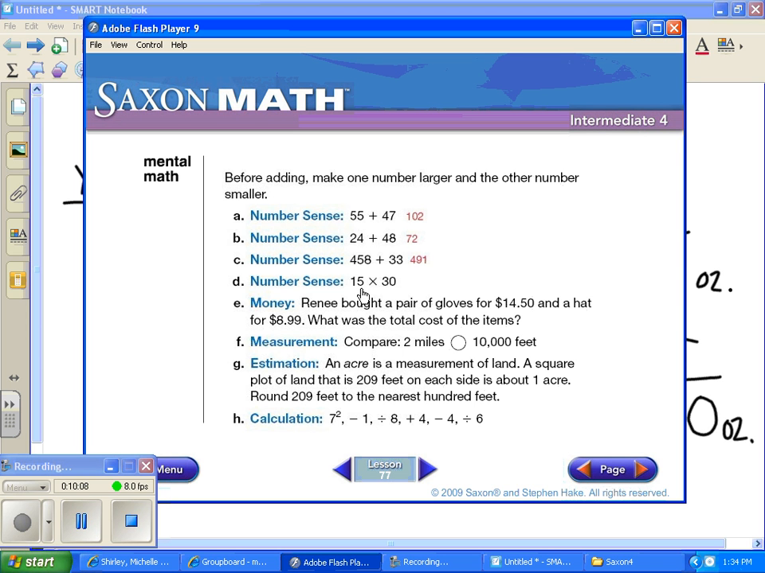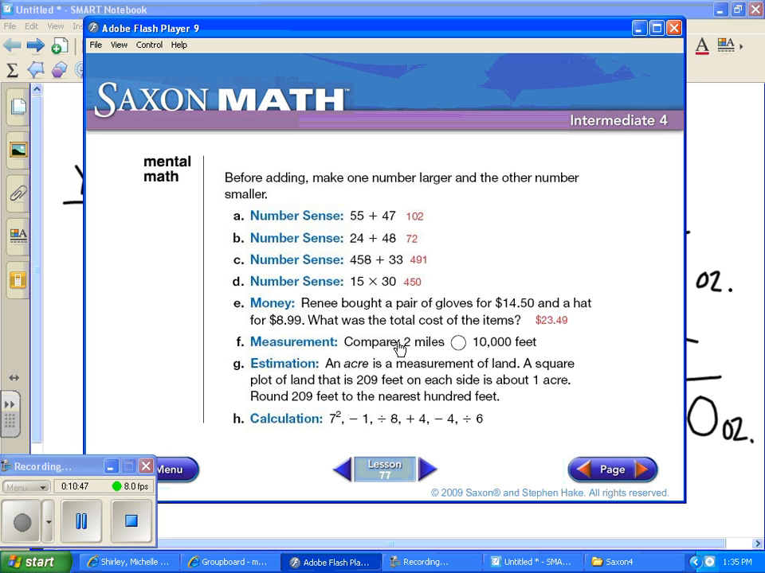Okay, to do 15 times 30, let's look at 3 times 15. And I know 2 sets of 15 is 30, plus another set would be 45, and then tack on a 0. 450. Renee bought a pair of gloves for $14.50 and a hat for $8.99. What was the total cost of the items? This is 1 penny away from $9. So let's add 9 onto $14.50 and you get $23.50 and take away a penny, $23.49.